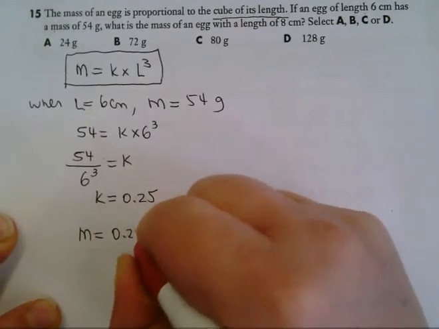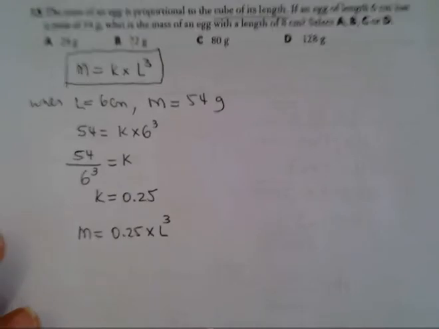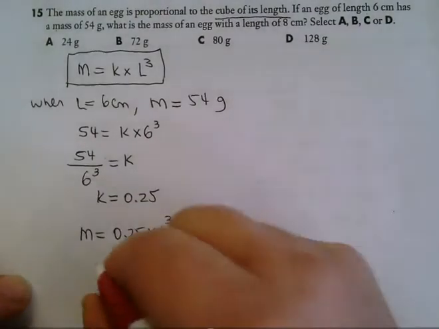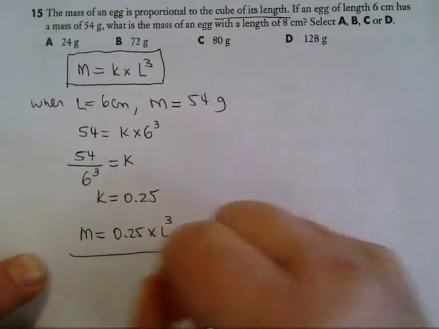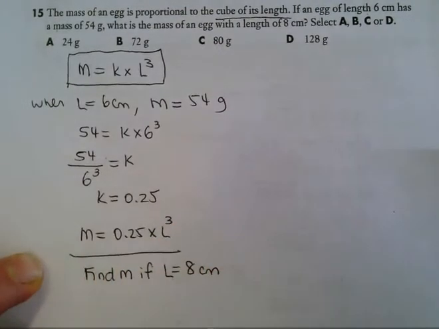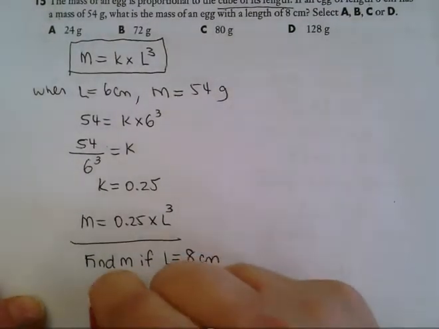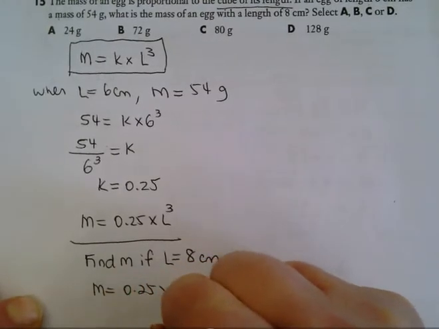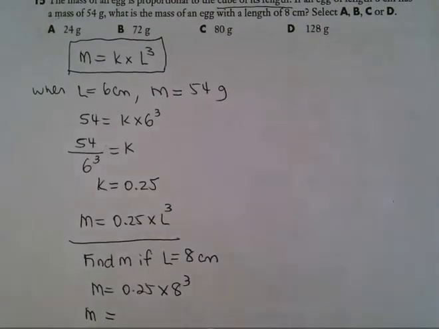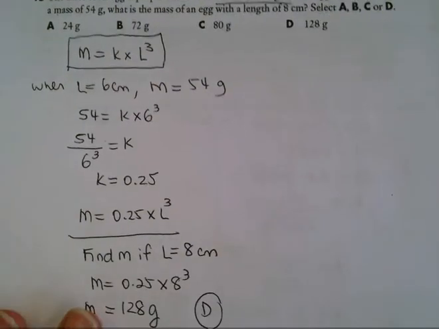So M equals 0.25 times L cubed is your equation. Notice we're just doing the same thing over and over. The only difference is the first step. And now we answer the question. What is the mass? So find M if the length is 8 centimeters. What is the mass of an egg with a length of 8 centimeters? M is 0.25 times 8 cubed. 128 grams, which is D. Okay, that is direct variation.